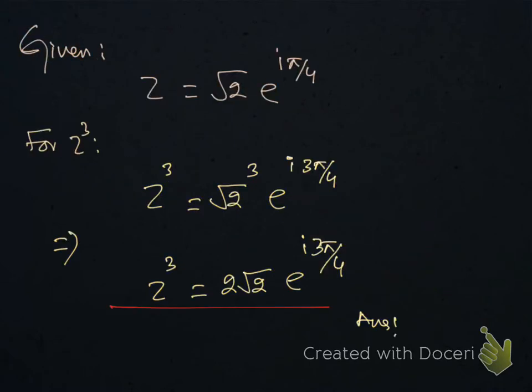Same thing is there for z cube. We have to give power 3 here. For z cube, this root 2 must have power 3 and this pi by 4 must be multiplied by 3. So finally we have z cube is 2 root 2 e power 3 pi by 4. This is the simplified form.